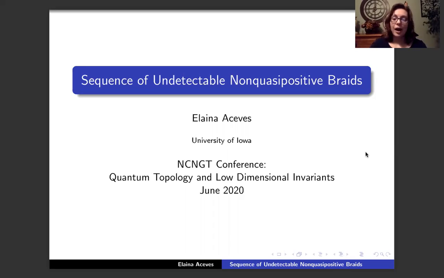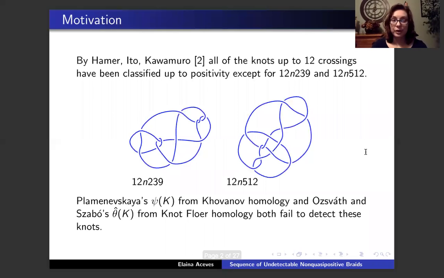Before we get started, I wanted to describe the motivation for this talk. Jesse Hammer, Tetsuya Ito, and Keiko Kawamura were able to prove that all the knots up to 12 crossings have been classified up to positivity, by which I mean quasi-positive or non-quasi-positive, except for two knots, which are 12n239 and 12n512, which I've shown you below. Now, from my own research, I know that Plamenevskaya's psi invariant from Khovanov homology and Ozsváth and Szabó's theta-hat invariant from knot Floer homology both fail to detect these knots.